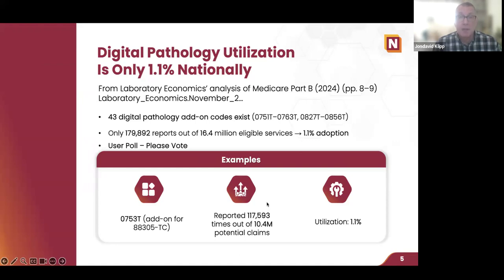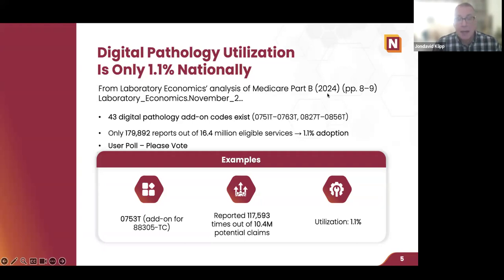Because it's important, because we want to see utilization increasing so that Medicare will consider formalizing these codes and establishing reimbursement for them. So there's 43 codes. A few weeks ago, we analyzed the volume of services submitted to Medicare for these 43 codes, compared with the volume of the CPT code that they're related to.